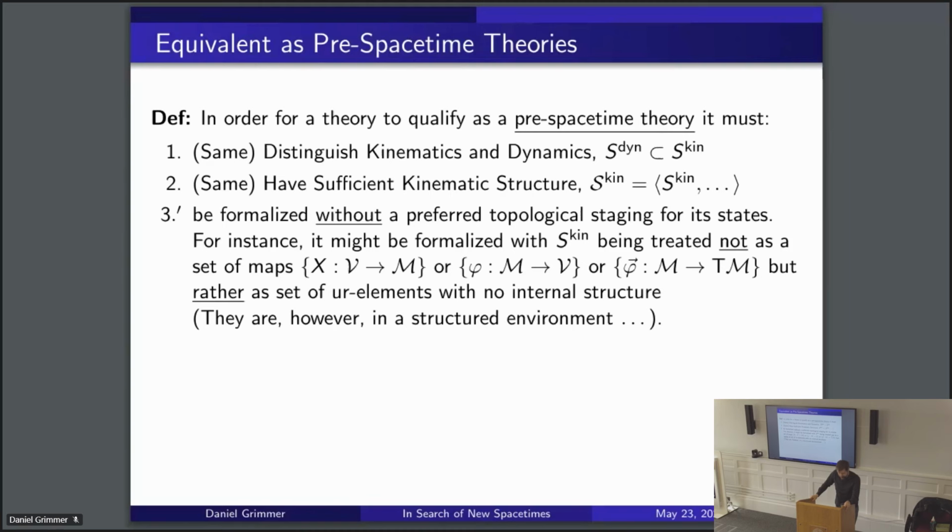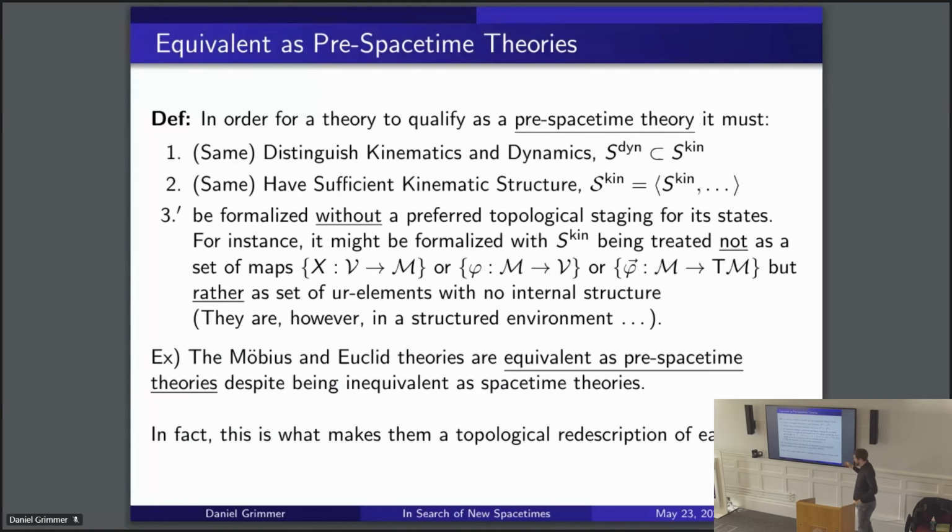Yeah? So very quickly, if you think of the double pendulum as motion on a torus, is it an example as well of something equivalent as pre-space-time, but not as space-time? Sure. The configuration space for the double pendulum would be a torus, so you could do a topological redescription. Are you describing a pendulum, or are you describing, under some kinematic constraints that these are fixed, a point floating around on a torus? That's the kind of topological redescription that I'm suggesting. Okay. So these Mobius and Euclid theories are equivalent as pre-space-time theories because they're not so committed to the particular kind of topological staging for their states. It's just the structure of the kinematic space and how that relates to the dynamics. So this is what makes them topological redescriptions of each other.